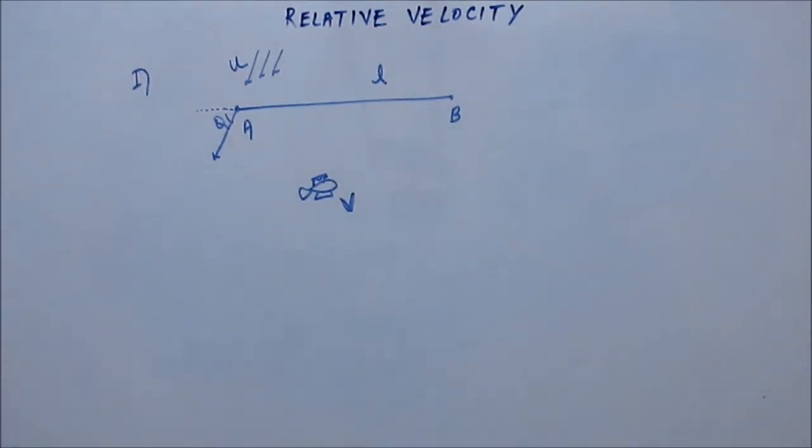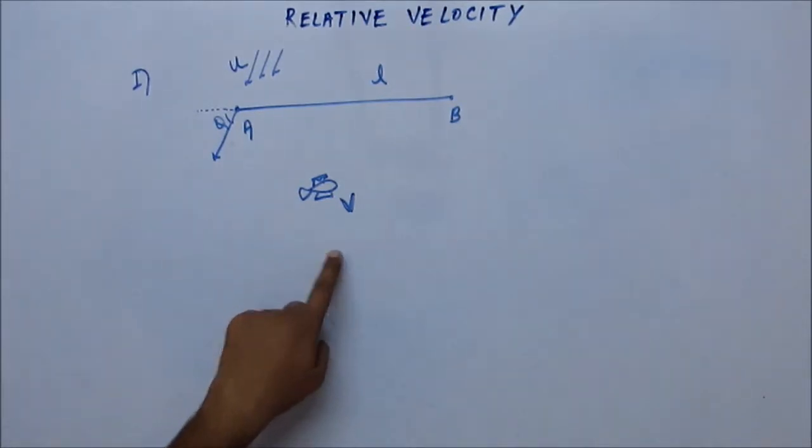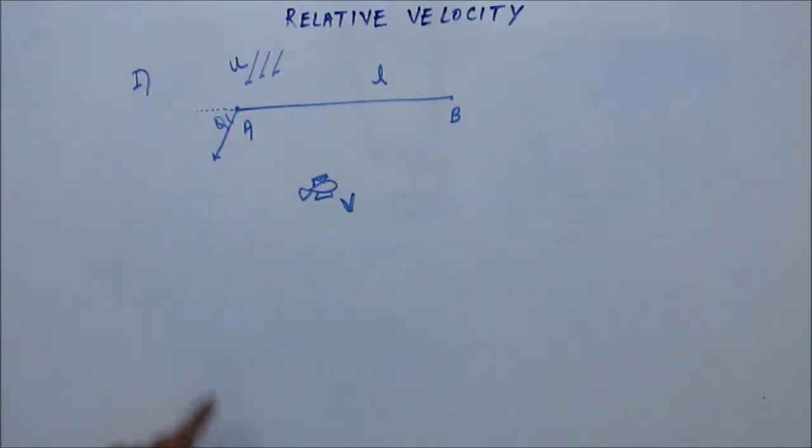So you have to find, if the aeroplane has to go straight from A to B and then come back from B to A, what is the amount of time that it's going to take for the entire journey? Pretty good problem for concept building, and you should really spend some time with this.